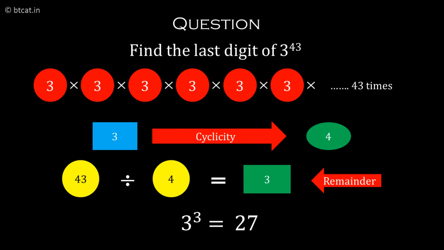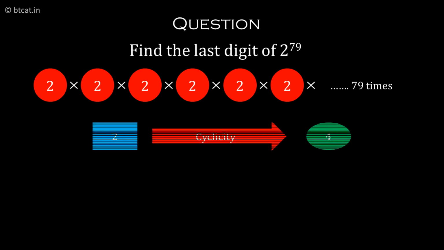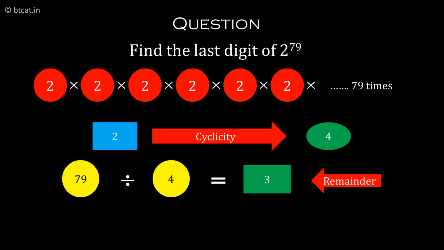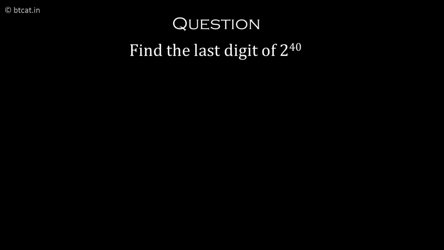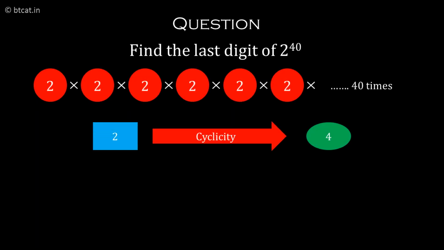So coming back to our original question, 2 raised to the power 79, again divide by 4, the remainder will come as 3, so it becomes 2 cube and therefore the answer is 8. So we can find the last digit of any number raised to any power. Okay, let us take one small concept here. 2 raised to power 40, what is the last digit? If we apply our rule, the remainder when 40 is divided by 4 is 0.